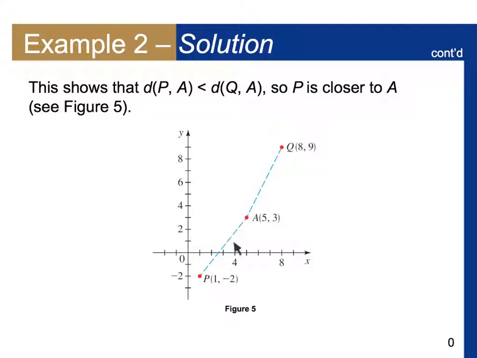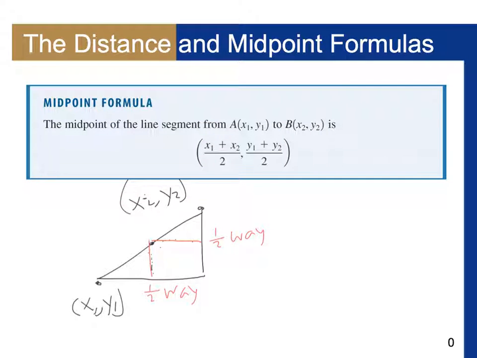And here, if we graph it, we can see that point A is a little bit closer to P than it is to Q. You see this distance is a little bit shorter, but we can do that absolutely by doing what we just did in the previous slide. We're using the distance formula to find the two distances. Okay, the next thing we'll look at is the midpoint formula.